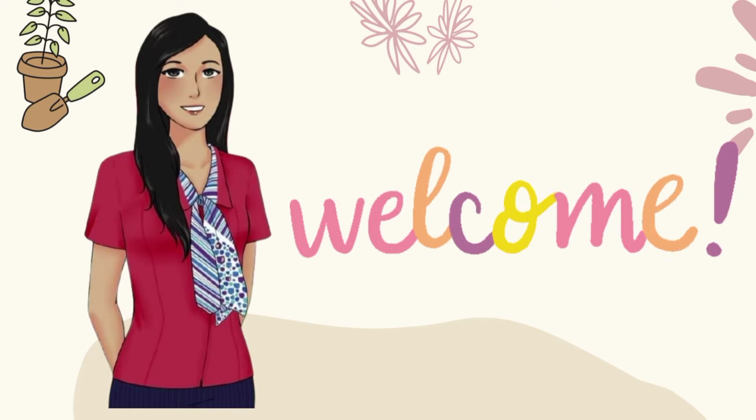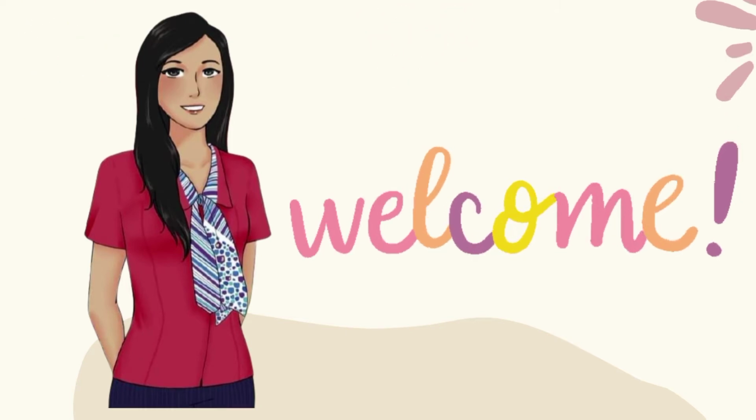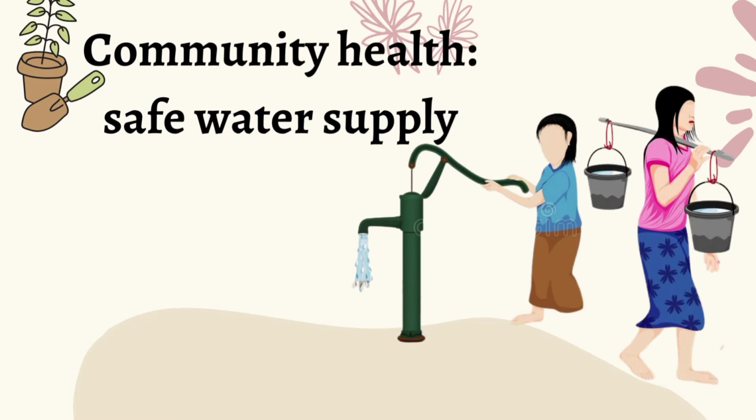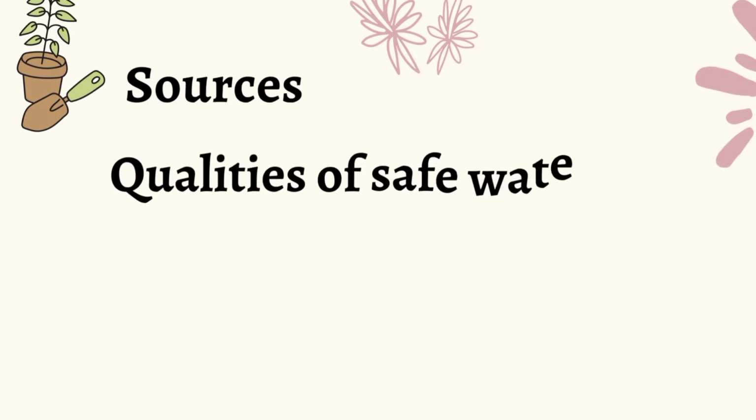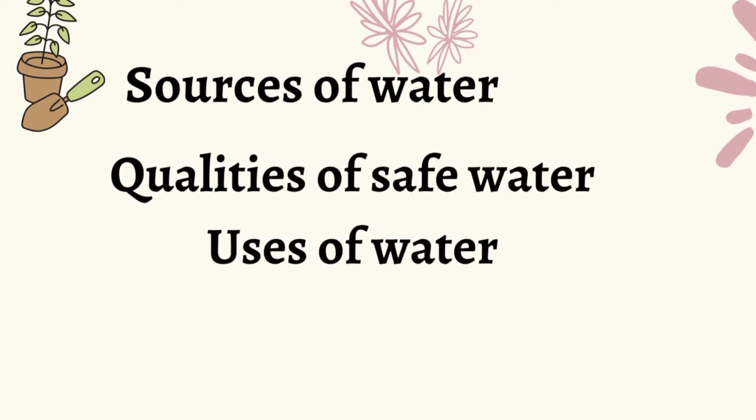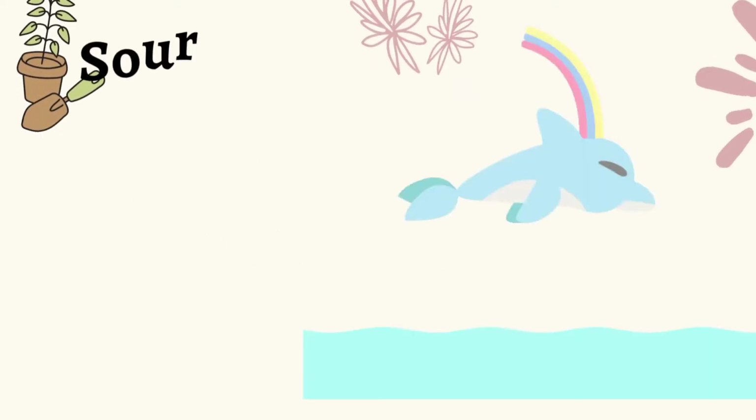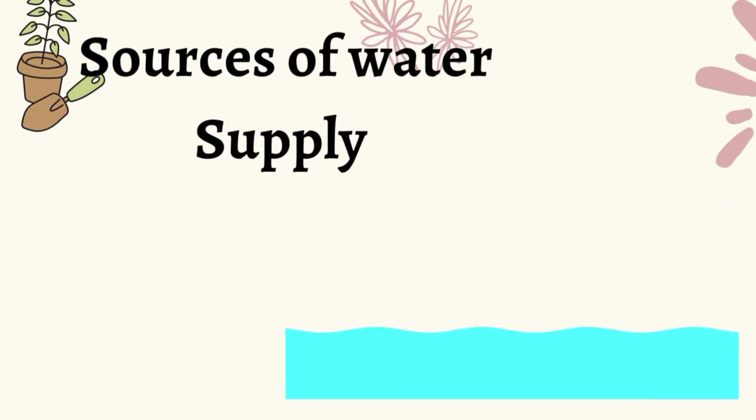And we talked about community health, and under that, we saw the determinants of community health. So today we'll be seeing a very beautiful topic, which is community health. And under that, we'll be seeing safe water supply. In this lesson, we're going to be learning about sources of water, qualities of safe water and uses of water. So first of all, we'll be seeing the sources of water supply.